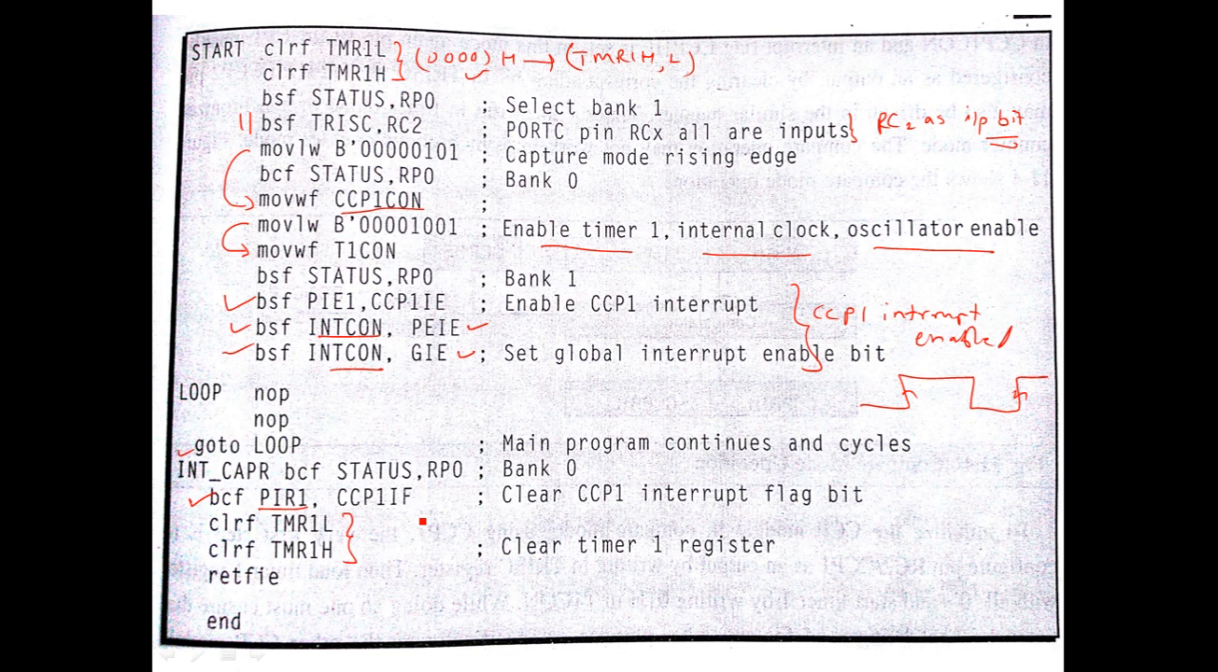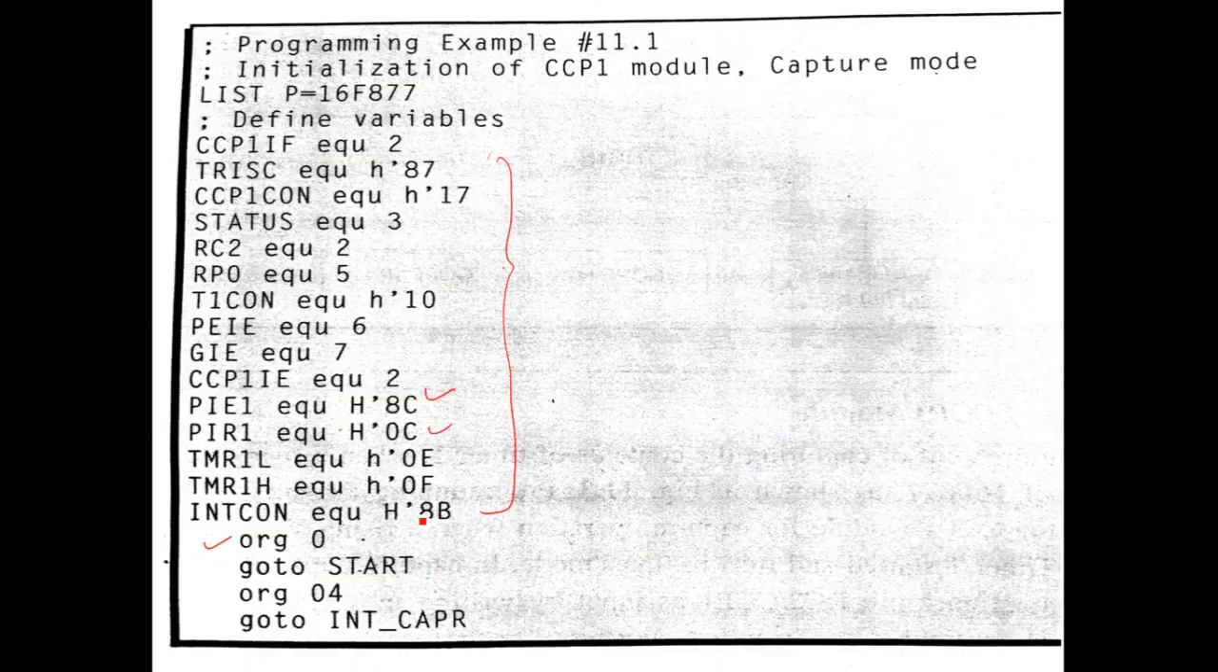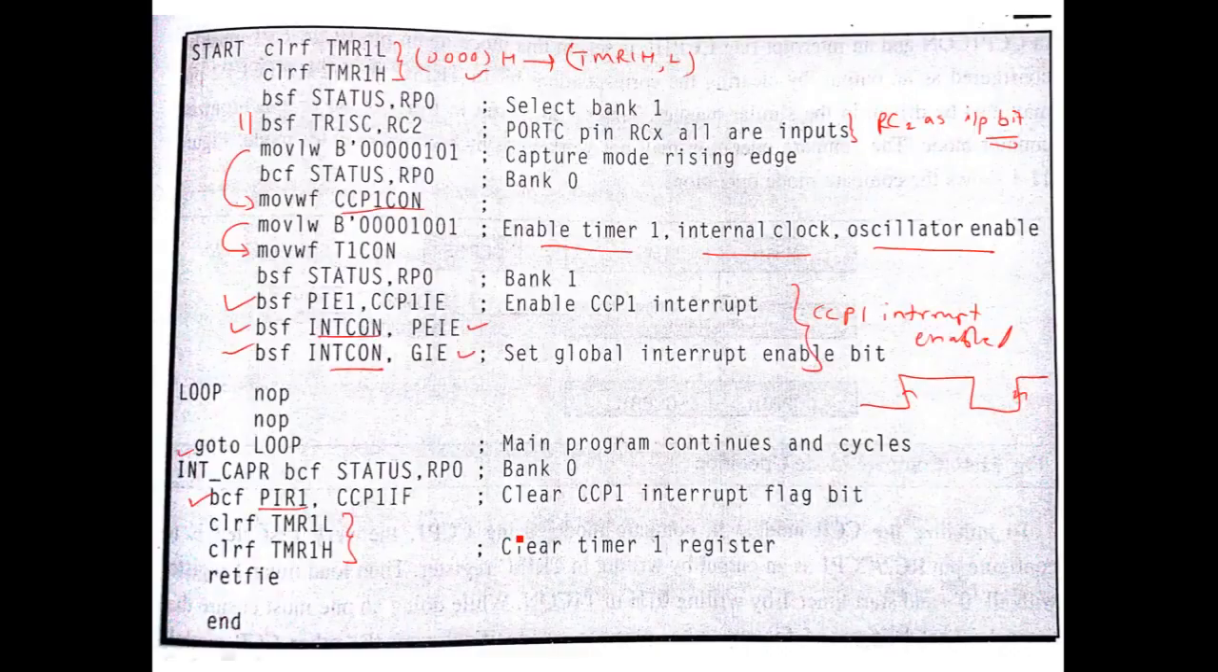If you are asked to write a program in a theory paper, you may not write all these details. This part may not be written because it is needed only when you have to execute the program practically, so this part may be omitted. You can start writing your program from this org 00. From here onwards you can write your program, basic initialization, and then enabling the interrupt.